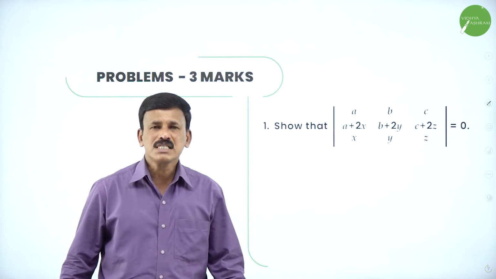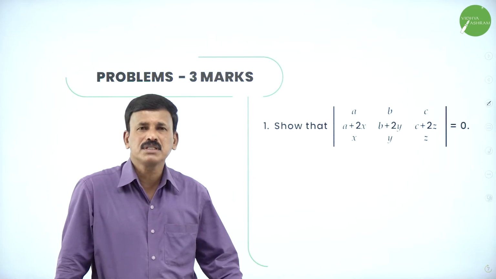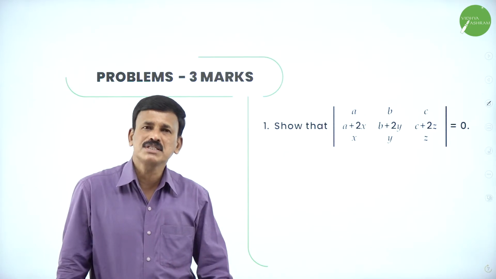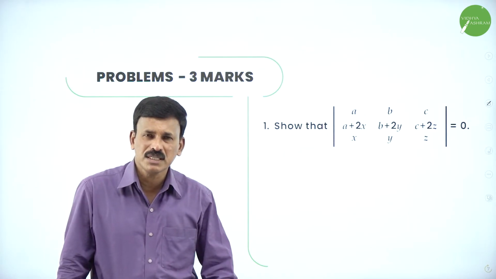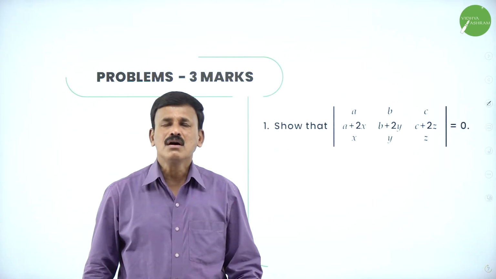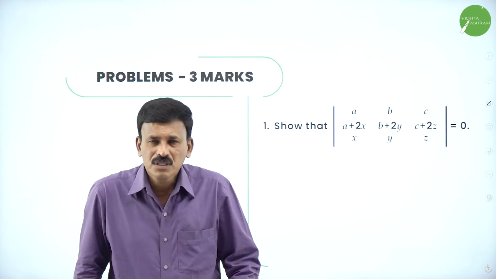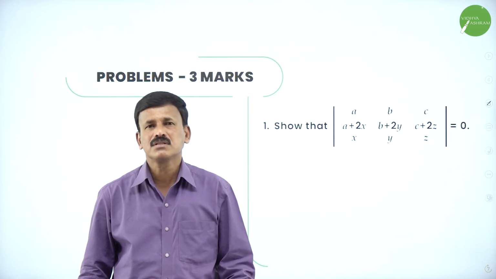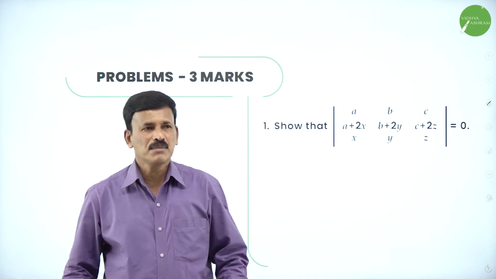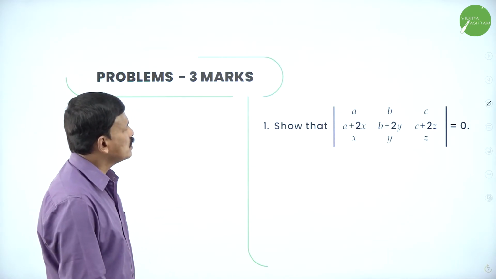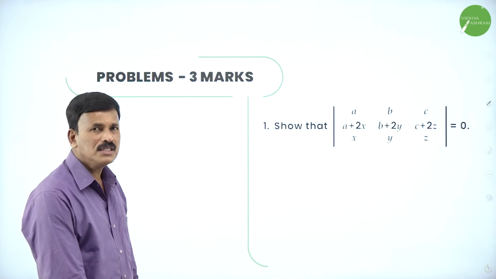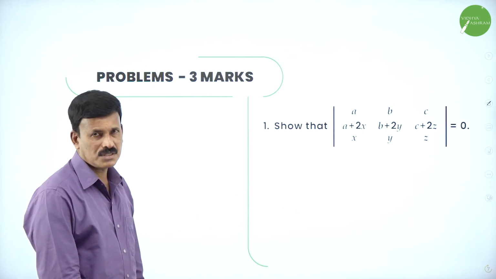So here, just use the properties, any property, to simplify this to the simplest form in such a way that all the elements above the principal diagonal are 0 or below the principal diagonal are zeros, or two rows, two columns are the same, or all the elements in a row or column are zeros. Then it reduces to 0. That's all. So to get this as 0 as the answer, the step is either this must be converted in such a way that any two rows or two columns are the same, or all the elements in a row or column are zeros.